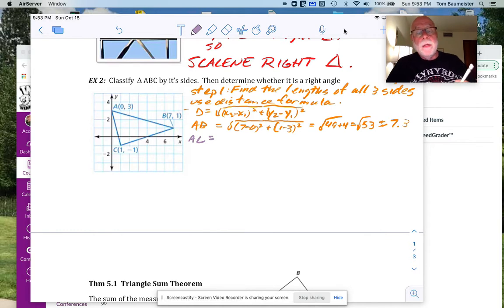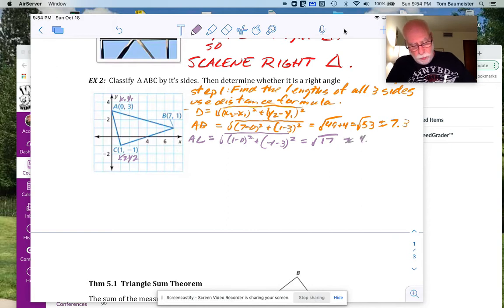Remember, I'm not putting a line over it because that would be talking about the line segment. So on that one there, let's still call this one x1, y1. This one here, x2, y2. And in this case, I would have 1 minus 0 squared plus negative 1 minus 3 squared. And in that one there, I'm just going to go ahead and add it up for you right now. And again, it would be approximately 4.1.